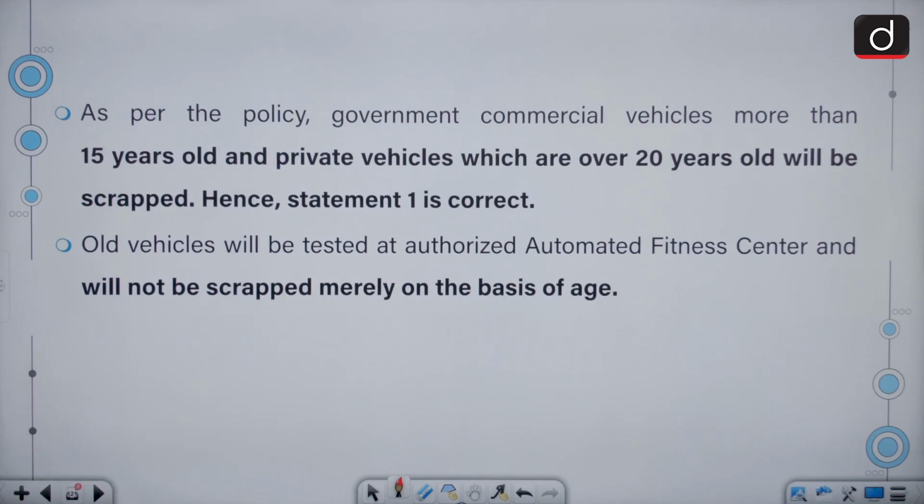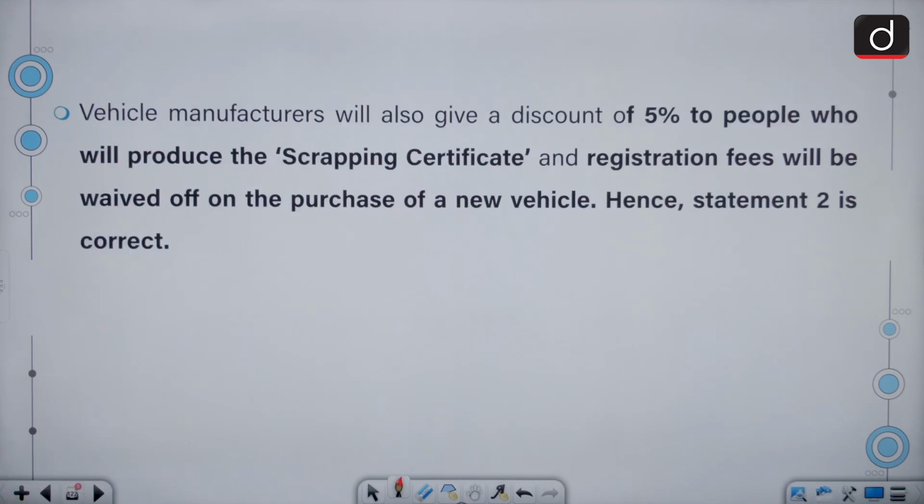Government commercial vehicles more than 15 years old and private vehicles which are over 20 years old will be scrapped. Old vehicles will be tested at authorized automated fitness center and will not be scrapped merely on the basis of age. Moving on, vehicle manufacturers will also give a discount of 5% to people who will produce the scrapping certificate, and registration fees will be waived off on the purchase of new vehicles.